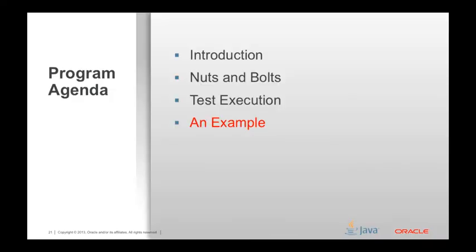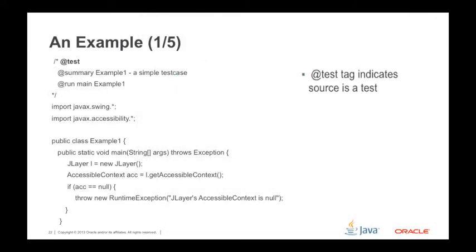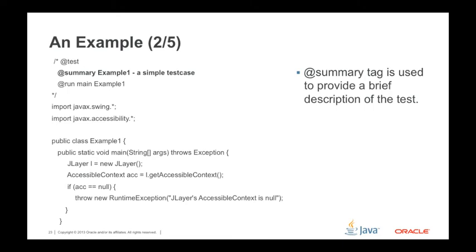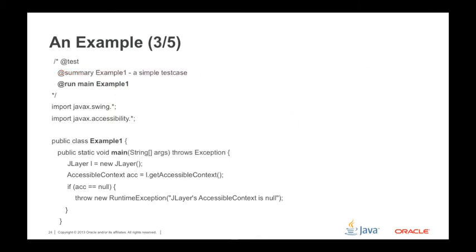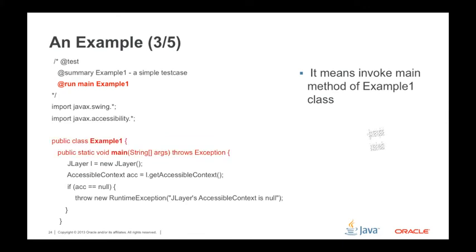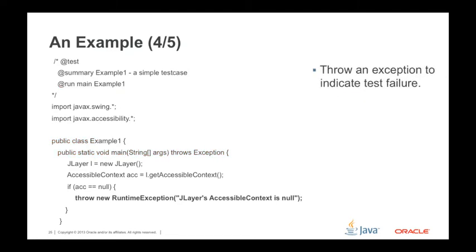Let me now move over to a JTREG test case example. The @test tag indicates the source is a test. The @summary tag is used to provide a brief description of the test, and the text used with this tag appears in the output JTR log file. @run main Example1 means invoke the main method of the Example1 main class. @run main is optional for default execution. A test case should throw an exception to indicate test failure. In this case, the test should exit normally to indicate the test passes.